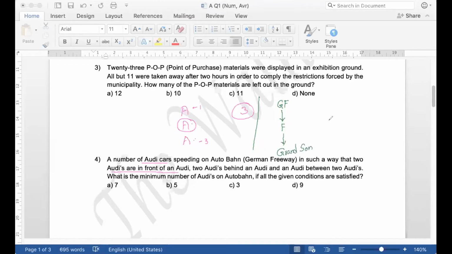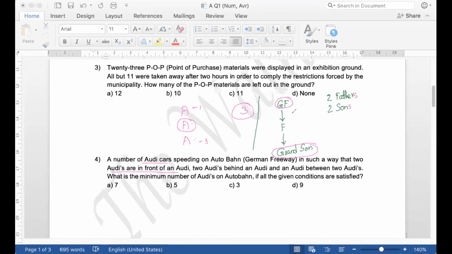Now, what we need is 2 fathers, 2 sons, and 1 grandfather and 1 grandson. So 1 grandfather has already been here. So we can see that grandfather is here and grandson is here. That part is done. Now we need 2 fathers and 2 sons.